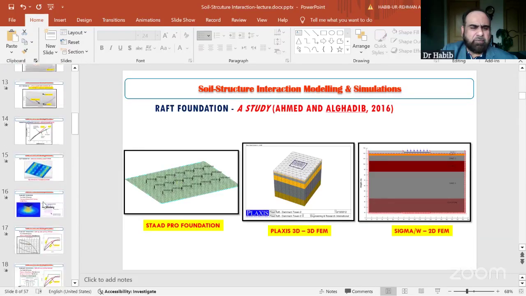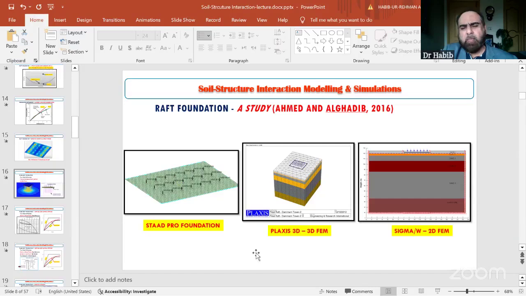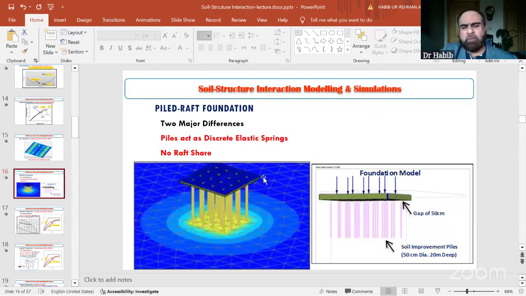File draft is this one. Okay. A loose layer that is present in between the raft and basically the other dense soil layers. This is what I understood.